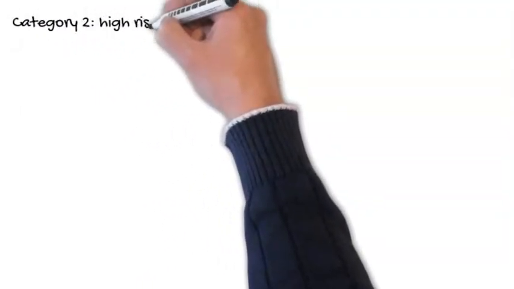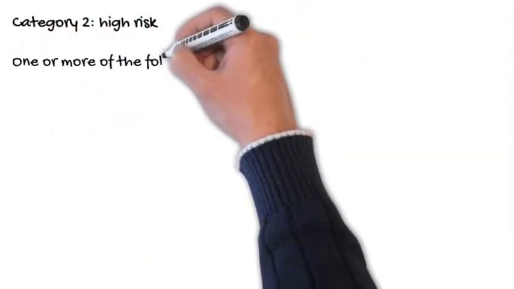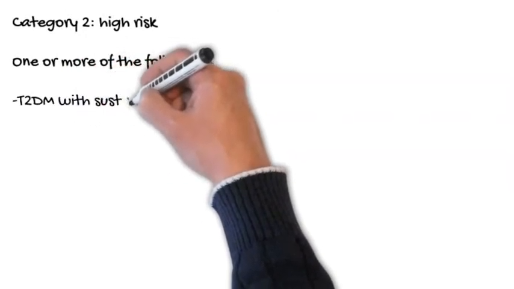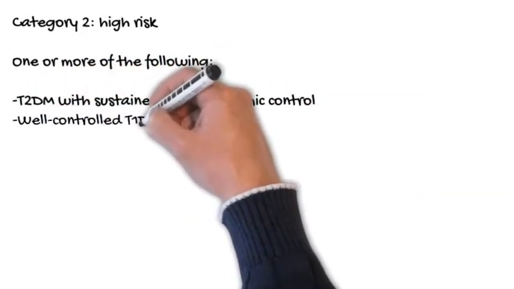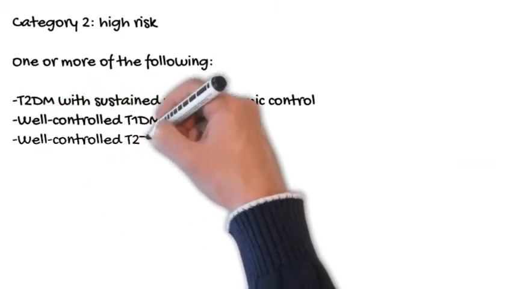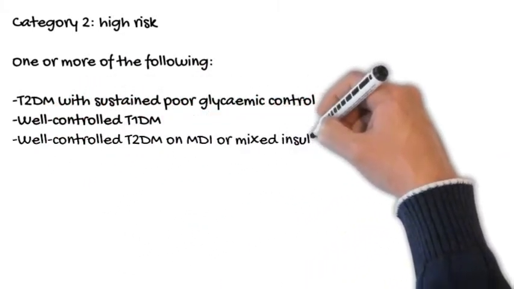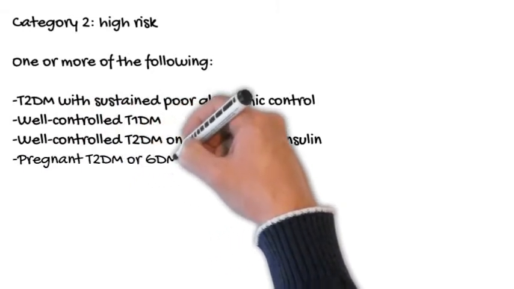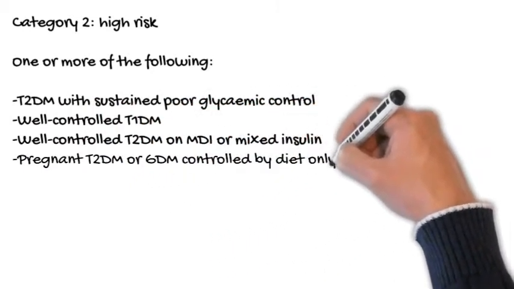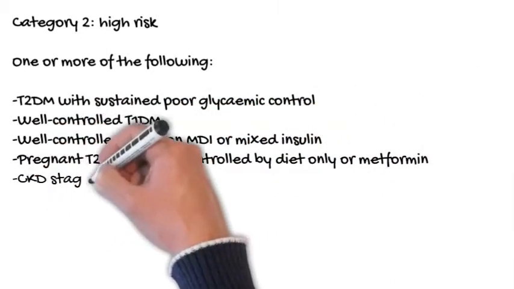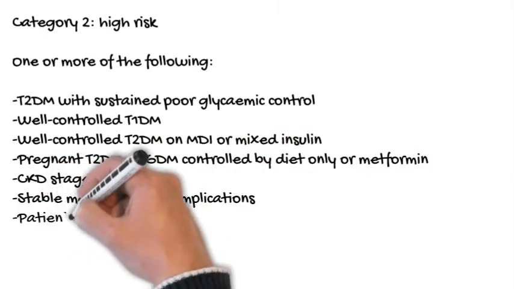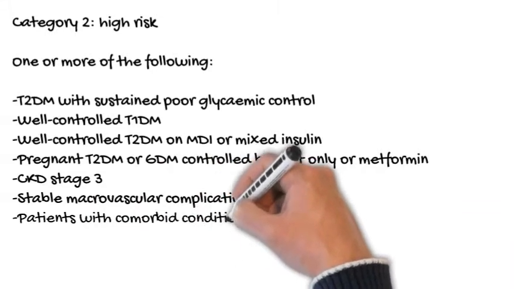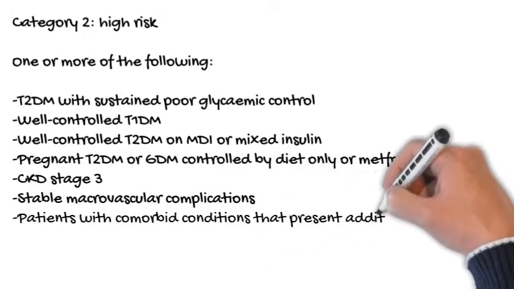Category 2. High risk. One or more of the following. T2DM with sustained poor glycemic control. Well-controlled T1DM. Well-controlled T2DM on MDI or mixed insulin. Pregnant T2DM or GDM controlled by diet only or metformin. CKD stage 3. Stable macrovascular complications.